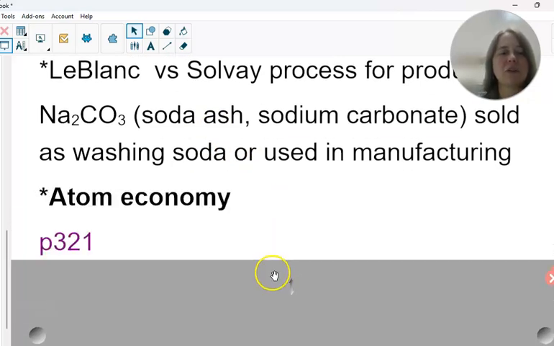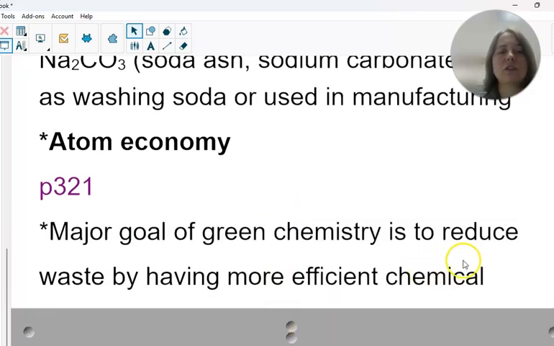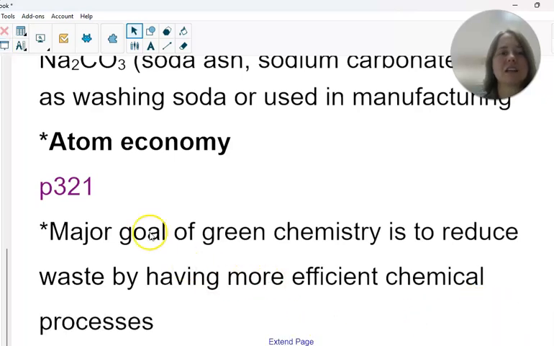And finally, on page 321, the atom economy. The major goal of green chemistry is to reduce waste by having more efficient chemical processes. So what do these words atom economy mean?